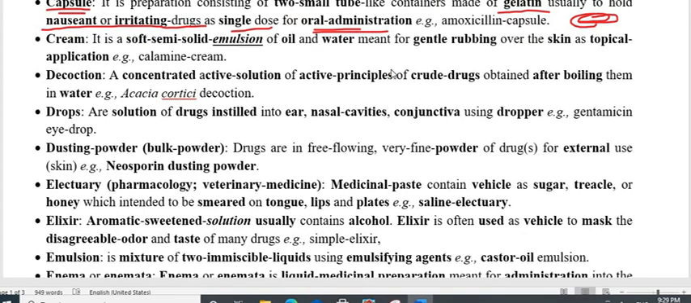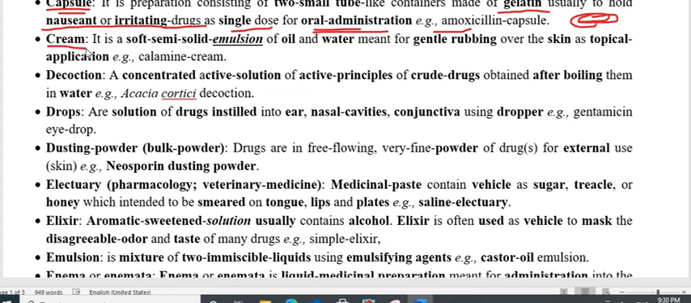So I think we all are knowing about various capsules that here I am not going to mention the example, even though you want amoxicillin capsule. Now we have to go through the cream.